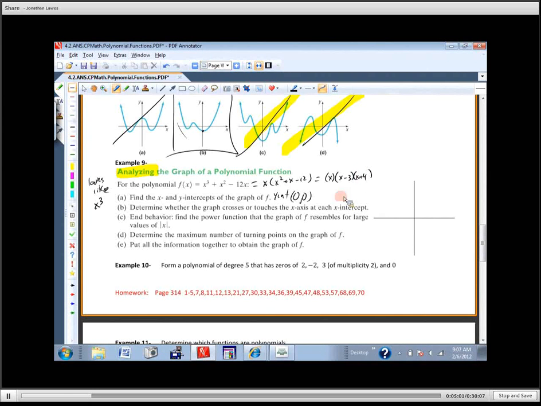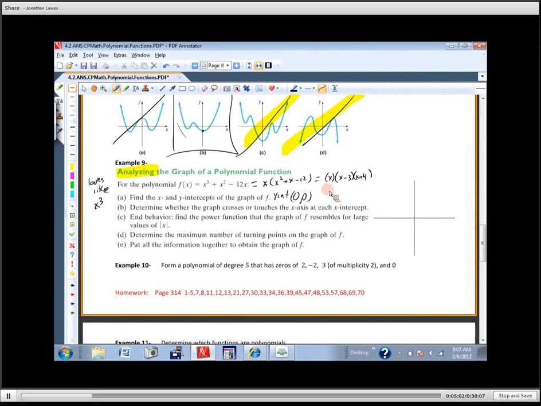Now, for each one of these, we're going to list a couple things. So 0 is the x-intercept, the solution, the root, the 0, whatever you want to call it. What is it from here? 3. From here? Negative 4. Then we're going to write down the multiplicity for each one of these.